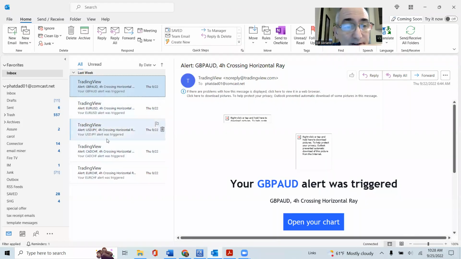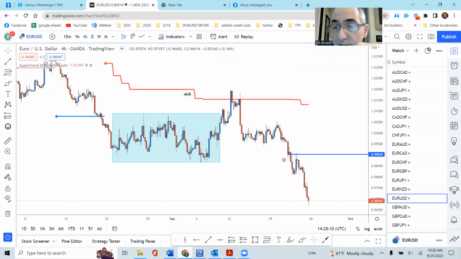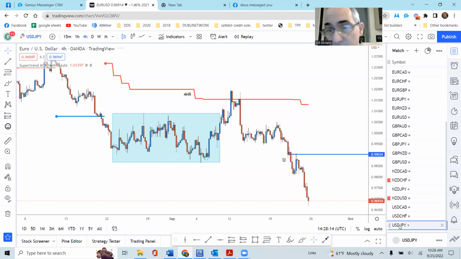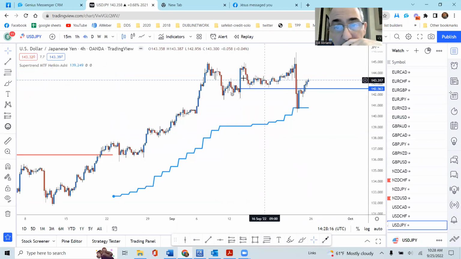The next one here is USD JPY. So again, if I go to TradingView here, pull up USD JPY, I see this was in a strong uptrend on both the 4 hour and the daily. So I was looking to buy this at this banker candle area right here. You can see my alarms set right there.